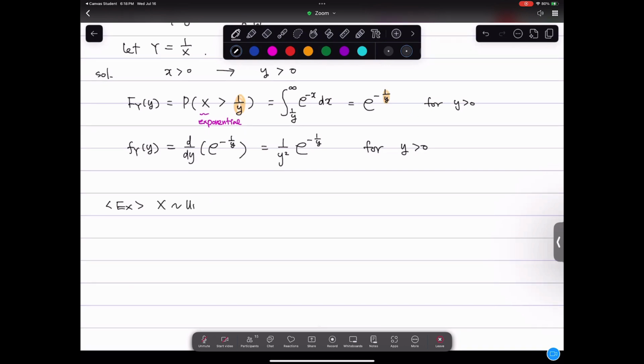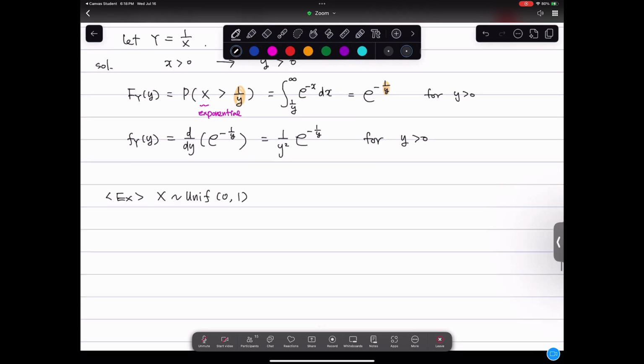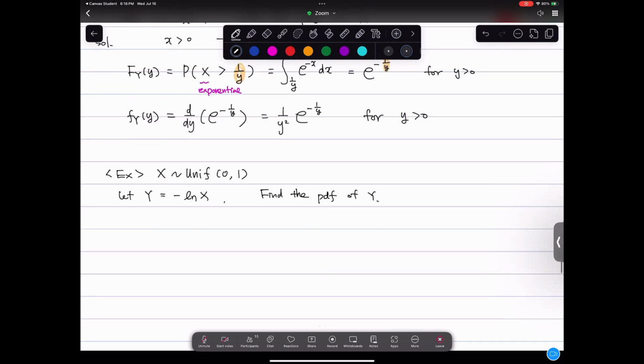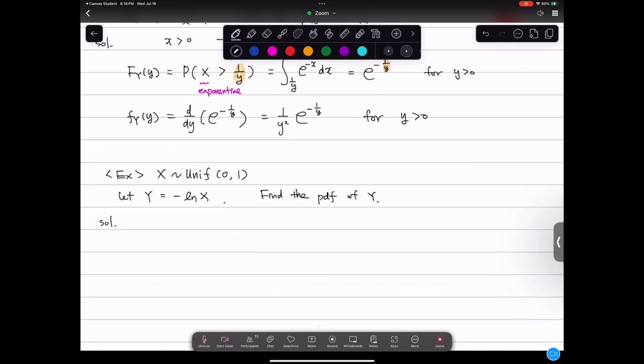X is uniform from 0 to 1. And let y be negative natural log of x. And I have to find the PDF of y. All right, let's start from here. So x's are from 0 to 1. Then I need to know what the y values are. So y is negative natural log of x.